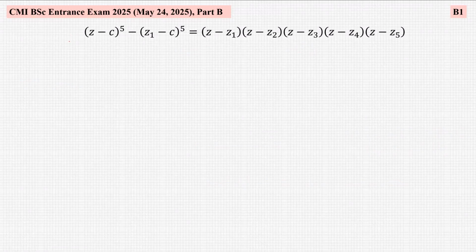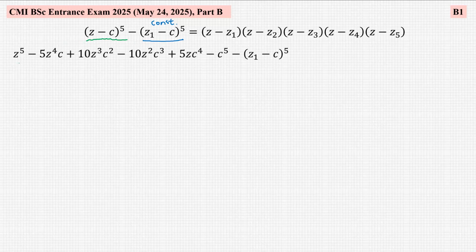In order to compare coefficients, we expand both the left-hand side and the right-hand side. We don't expand (z1 - c) to the power of 5 because it is a constant term of the polynomial. Meanwhile, we expand (z - c) to the 5th power using the binomial theorem. This gives the left-hand side z to the power of 5 minus 5z to the power of 4 times c plus 10z cubed c squared minus 10z squared c cubed plus 5z c to the 4th power minus c to the 5th power, and this constant term minus (z1 - c) to the 5th power.